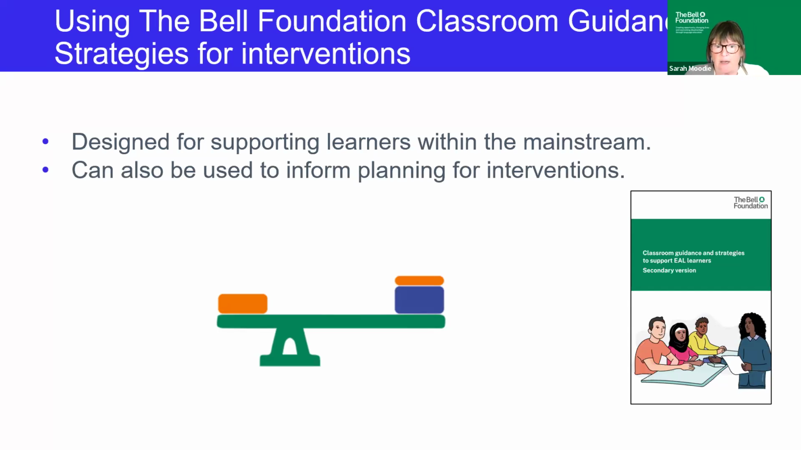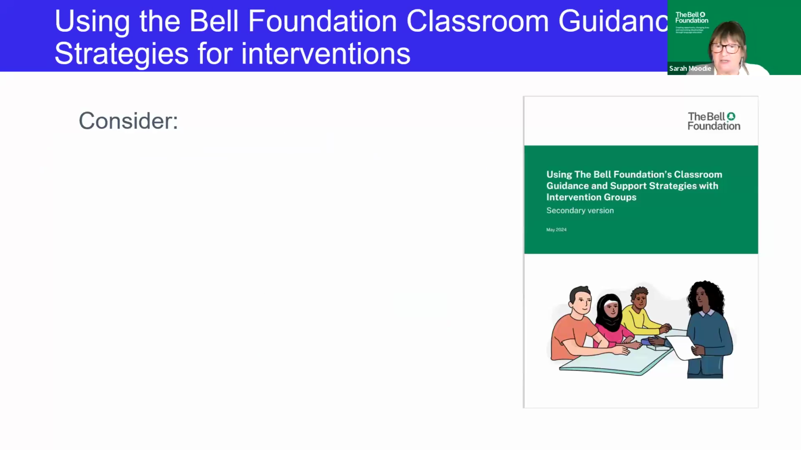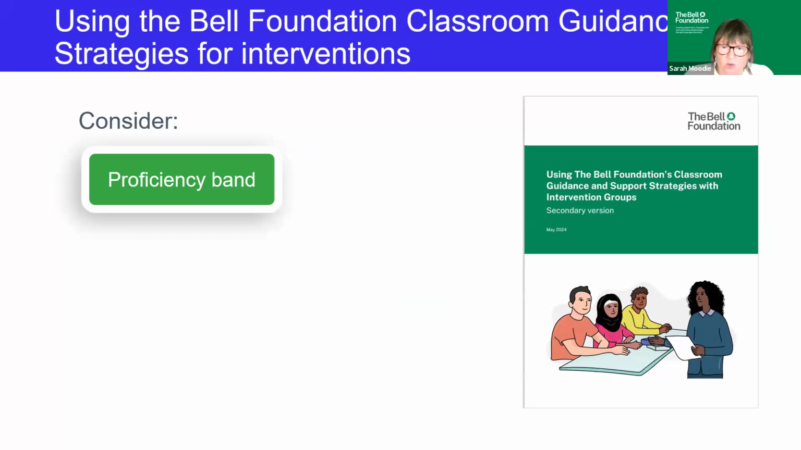So it's starting with some big picture questions, which are in the beginning of the strategies and which we should consider now. So you've decided you want to do an intervention. It's the best thing for your learner. How do you go about it with reference to the classroom guidance and strategies? First of all, it's organised by proficiency bands, bands A to E.